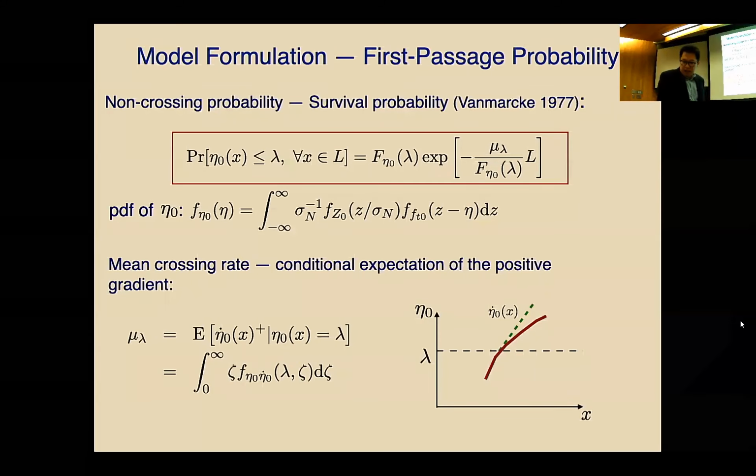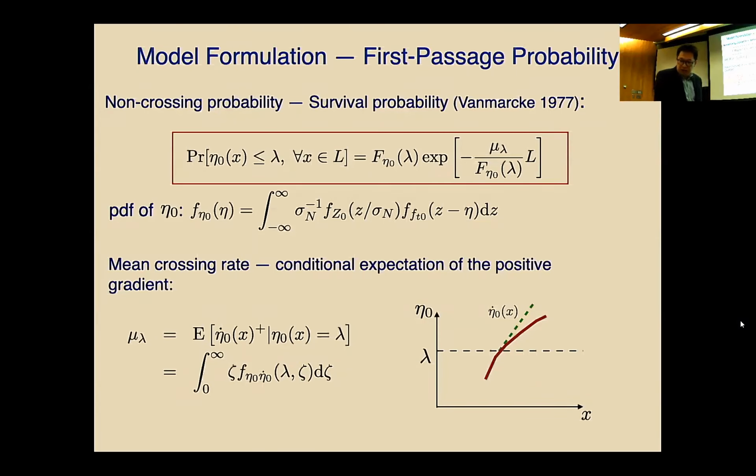This problem was investigated by Vanmarcke, who at the time was at MIT. He basically said that the probability of non-crossing is equal to the survival probability at a starting point, where at the starting point the curve eta 0(X) has to be less than the barrier. Then we use a modified Poisson process to approximate the crossing process. The key point is that he introduced mu lambda, the mean crossing rate. Physically, you can think of mu lambda as how fast this curve is passing the barrier.